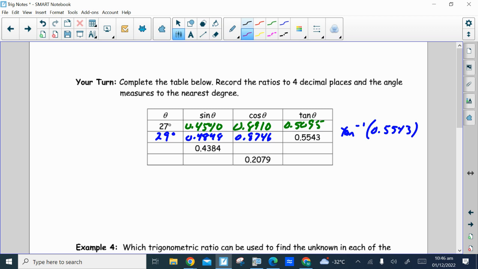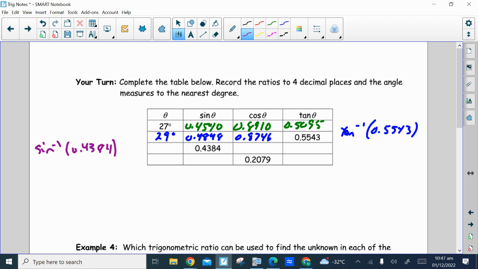Now for that next row, the only number we see is the 0.4384. And if we look up, that's the sine column. This is telling us that the sine of theta is 0.4384. To find out what theta is, we're going to have to go sine to the negative 1 of 0.4384. This will tell us what the angle theta is.